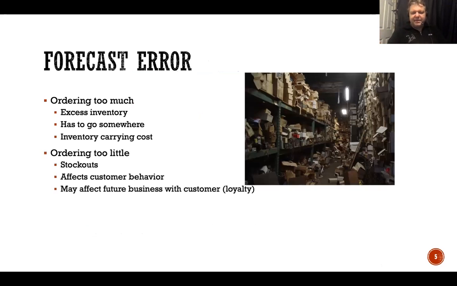Okay. The problem of forecasting is we want to be right on. We want to order, or we want to make, enough product to satisfy customer demand. But we don't want to go over demand either, and we definitely don't want to go under demand. I've hinted at this before. If you order too much, you have all this excess inventory, hence this picture, right? Too much stuff. It's got to go somewhere. And I increase my inventory carrying cost.